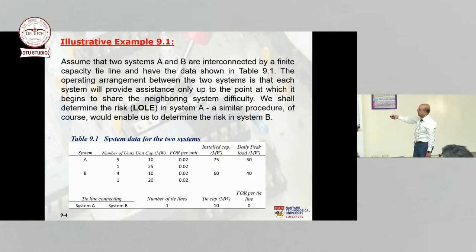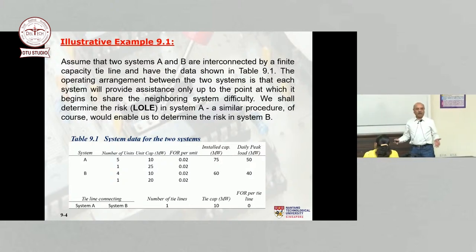Okay? System B has 4 generators of 10 megawatt each, 1 generator of 20 megawatt. So the installed capacity is 60 and its own peak load is 40. The system peak load for B is 40, system peak load for A is 50. They have their own installed capacities, they have their own peak loads. Clear? The tie line connecting system A to B is one tie line, one transmission line or one cable, and the capacity of that line is 10 megawatt and the forced outage rate of that tie line is 0. For simplicity, I'm assuming that the tie line is 100% reliable.